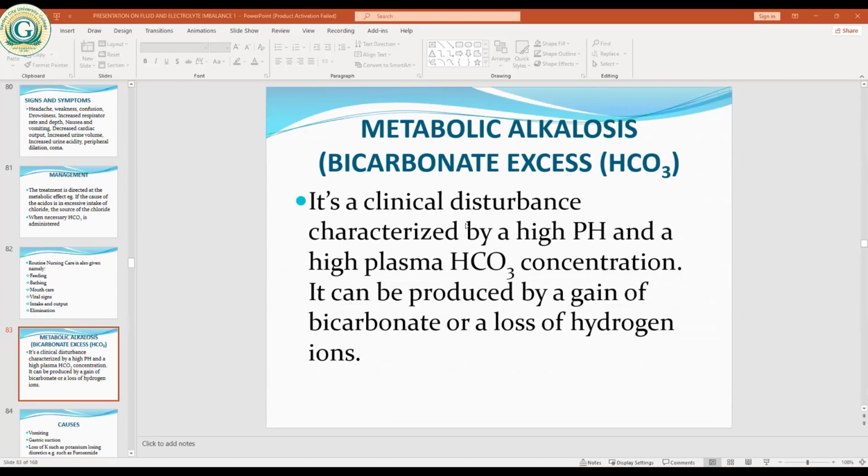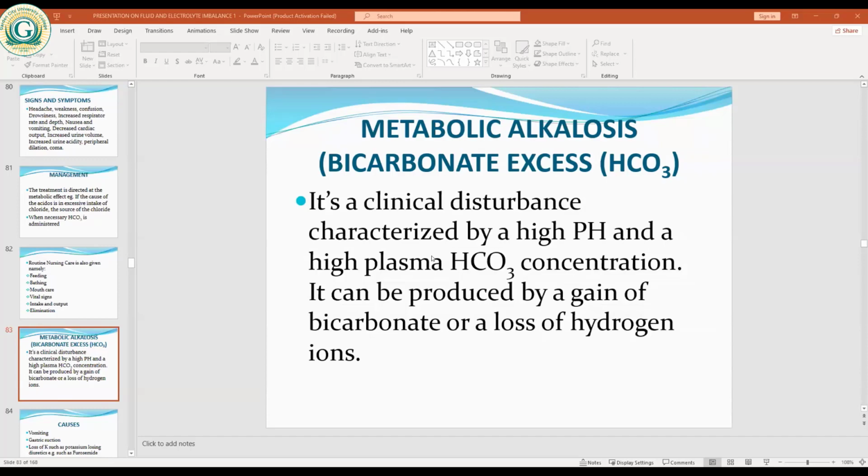Metabolic alkalosis: bicarbonate excess. In metabolic acidosis, there was bicarbonate deficit. So in metabolic alkalosis, there should be bicarbonate excess. It's just the opposite of what we did earlier. So please write your questions down. There will be time for you to ask questions. I don't want explanations to be interrupted so that it doesn't flow.